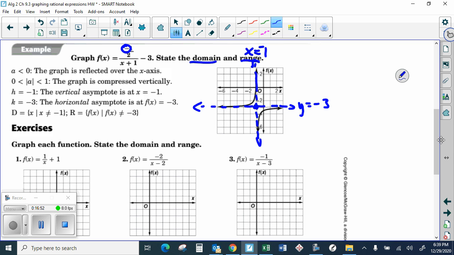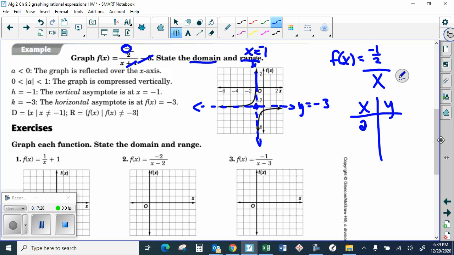Okay, so if you were doing it by hand, we've taken care of the horizontal and the vertical shifts. Now I'd have f of x equals -1/2 over x, and I could just do an xy t-chart. So if I plug in, say, x equals 2. Let's make nice numbers. -1. -1/2 divided by -1 is +1/2.